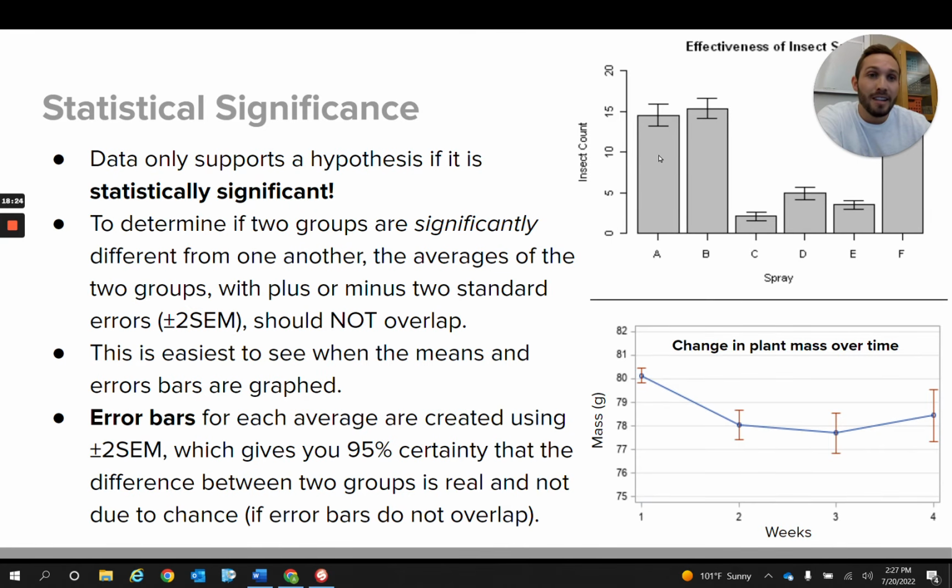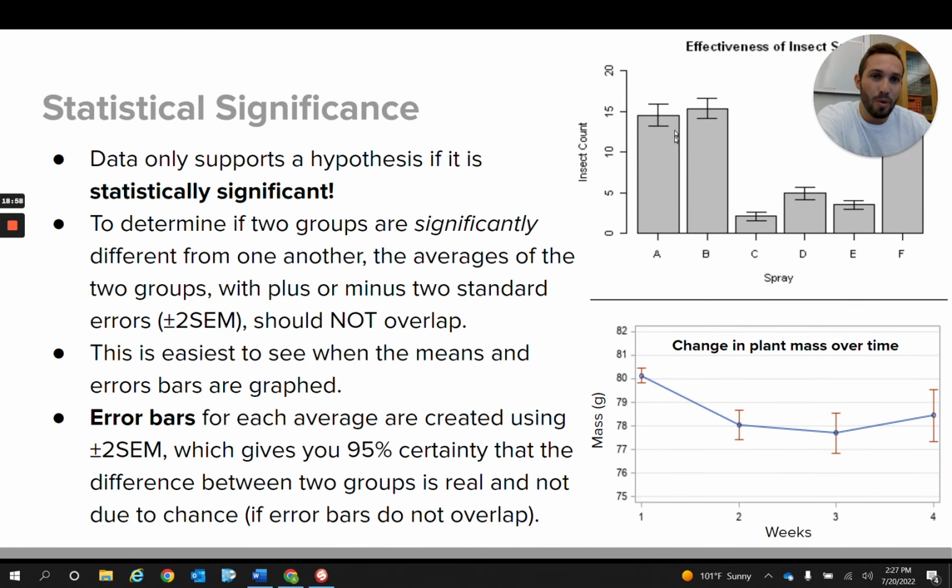Now, to figure out if it is a statistically significant difference between these two groups, A and B, you need to look at the error bars and see if they overlap with one another. A lot of times teachers will suggest, or imagine you had a ruler that was flat, left to right, and you were sliding that ruler down across this, and if this error bar at any point overlaps with this error bar, then that means that those two groups are not statistically significantly different.